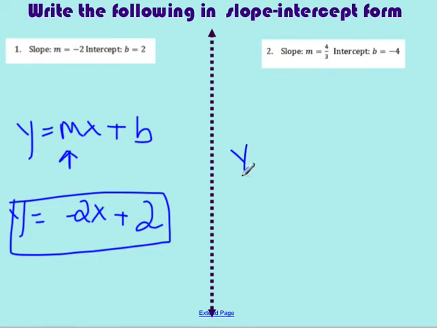Same thing for number 2. The y stays in there, and instead of writing m, I'm going to write 4/3 in place of the m, and again, keeping the x there. And then my intercept is going to be a -4. So you can write the intercept in two different ways. You could write it as -4, or if you're more comfortable, you could also write it as plus a -4 when you substitute in that intercept. It's really up to you.